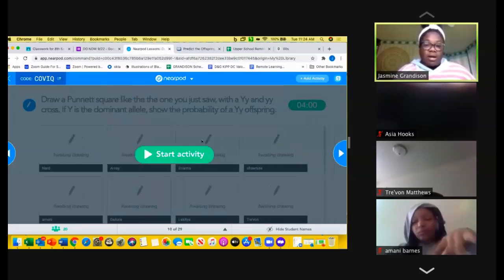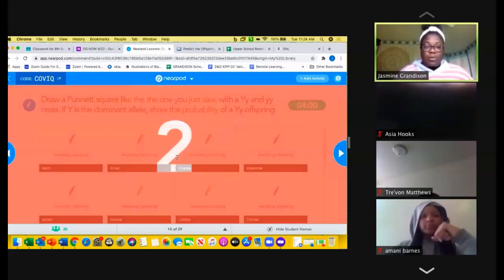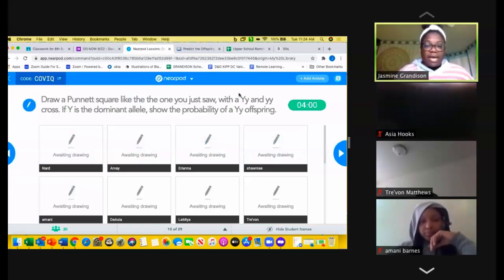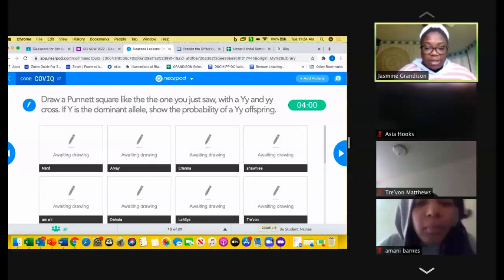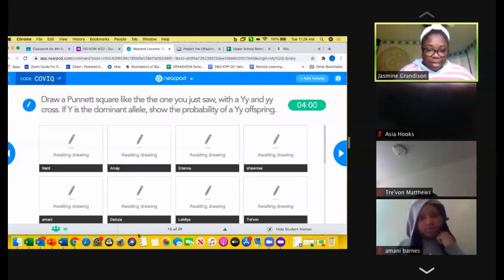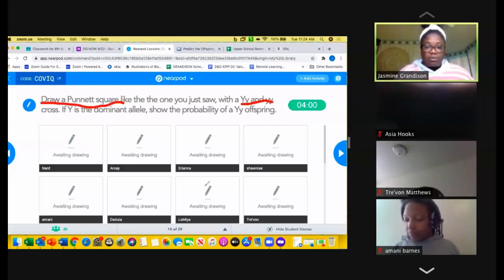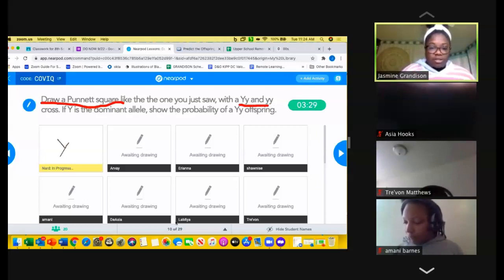All right, so now you get your own chance to draw a Punnett square. Be mindful of the alleles that they have given you at the top, and it's asking you a question. So you're going to draw first, and then you're going to answer the question about the probability of having that type of offspring. Make sure you look at what they give you. And then you're going to answer that last question once you're done drawing. You have 4 minutes.